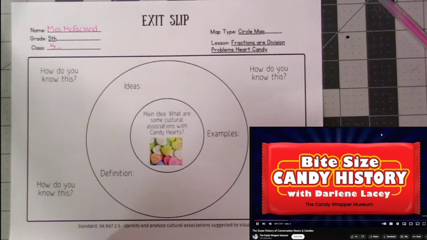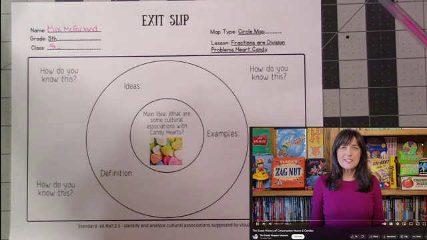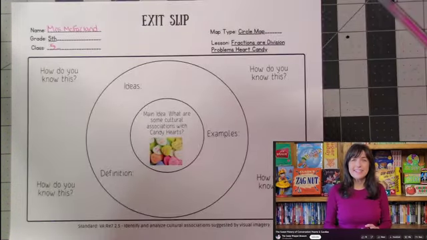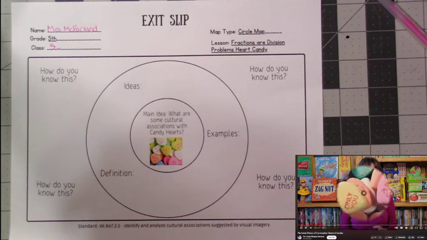Bite-sized candy history with Darlene Lacey. Every year on Valentine's Day, millions of people take a bite of those little hearts that say, "Kiss me, be mine," and I do. Conversation hearts have been around all our lives, but how did they get their start? Let's travel back to the 1800s to get the answer on this episode of Bite-Sized Candy History.